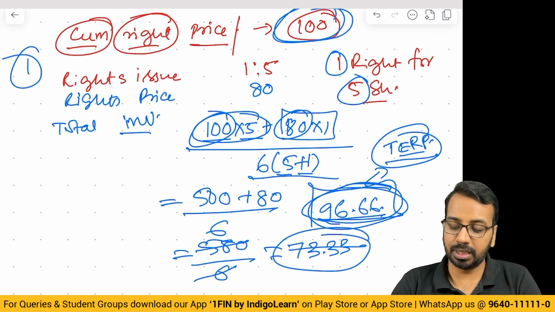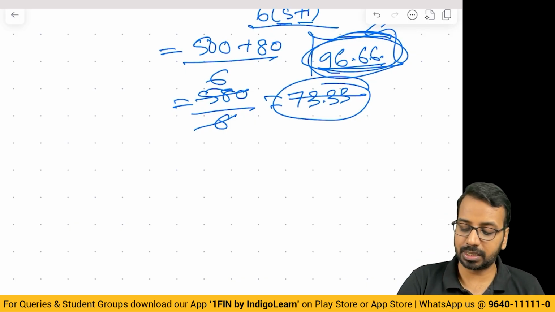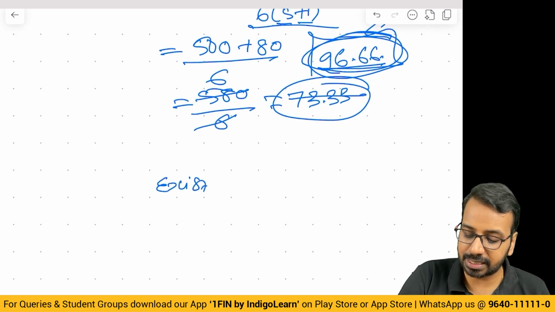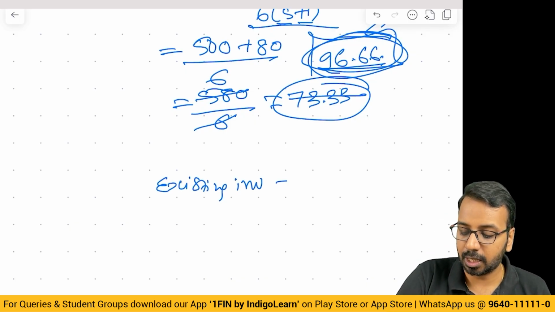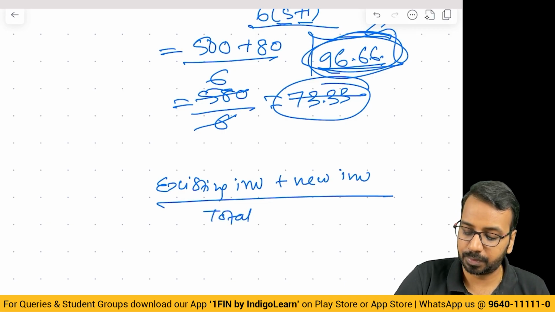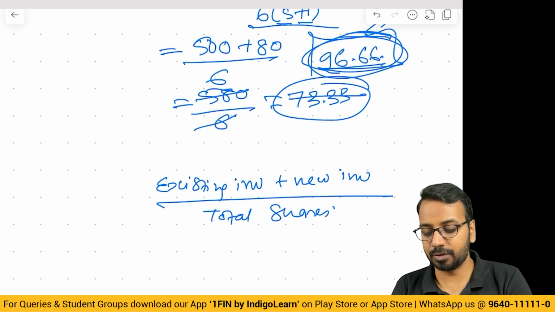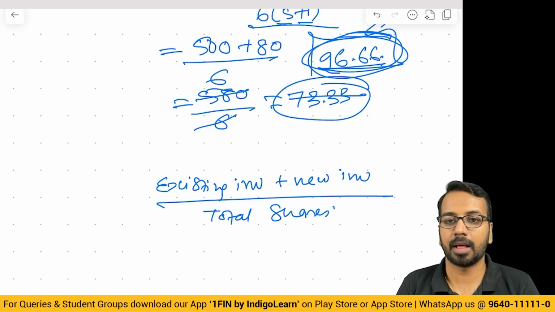Okay. Now, in the examination, you can use the formula, or if you get confused with the formula, just see what is my existing investment plus new investment divided by total shares. Existing investment plus new investment divided by total shares. Are we clear?